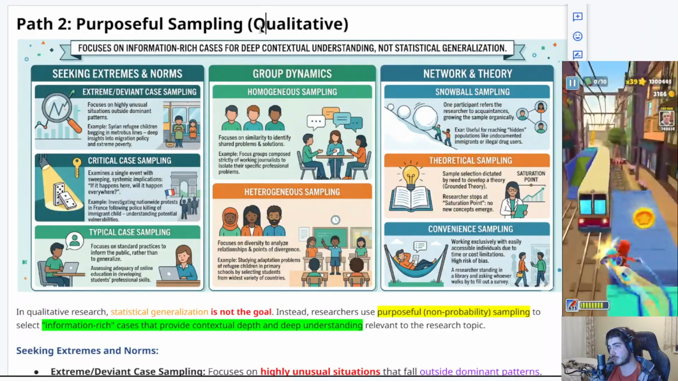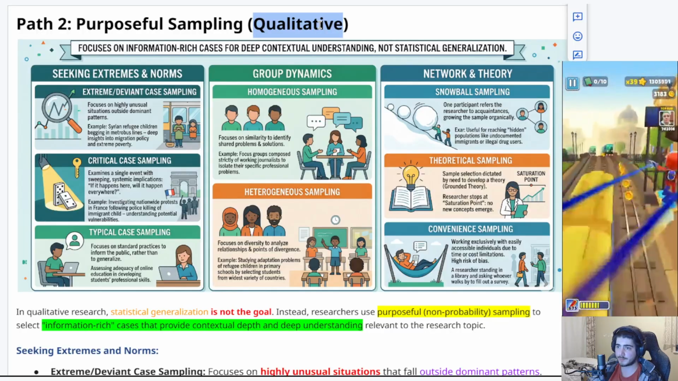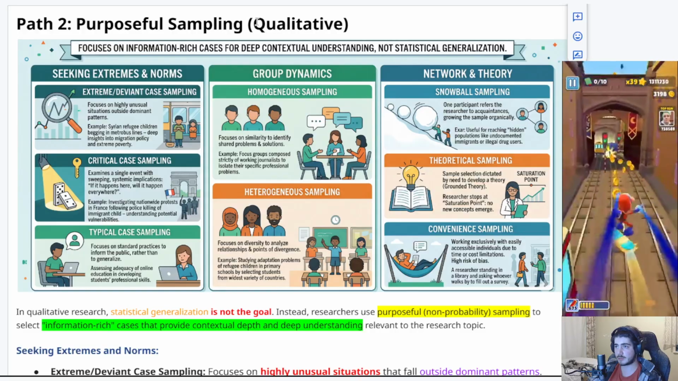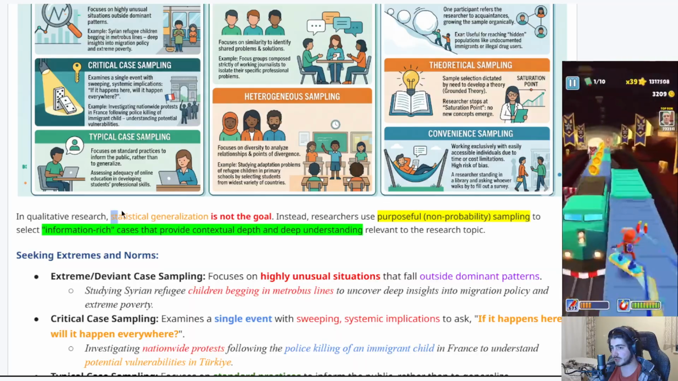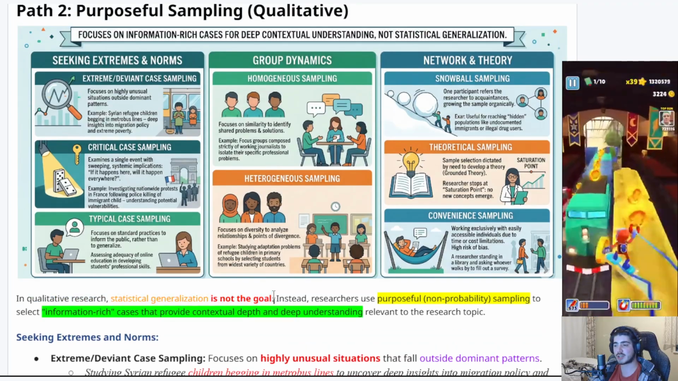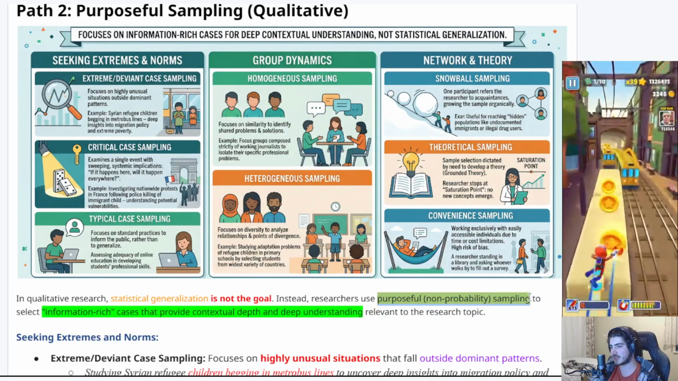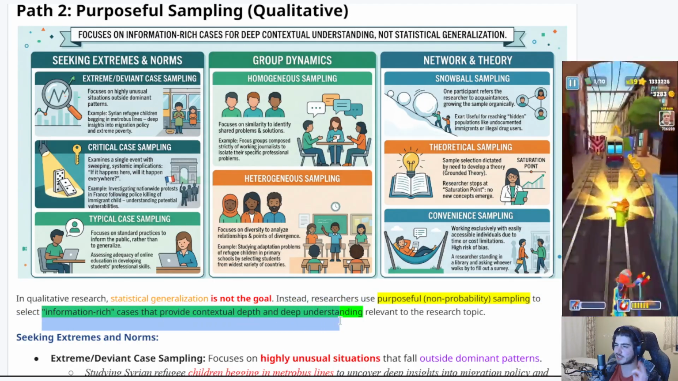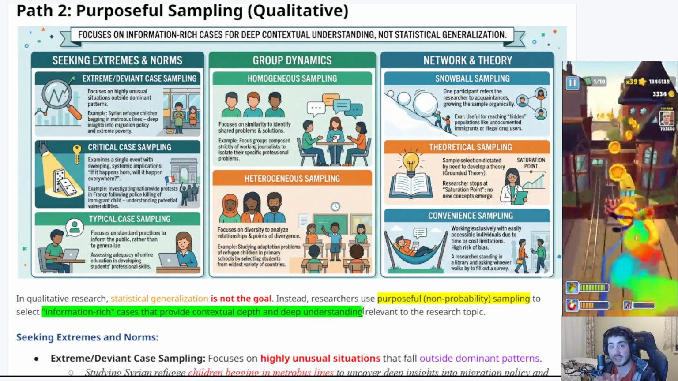Now, when we are moving to qualitative, it's a bit more different. We have purposeful sampling, which relies on people's qualities. In qualitative research, statistical generalization is not the goal. Instead, researchers use purposeful sampling to select information rich cases that provide contextual depth and deep understanding. It's like you are creating case studies.